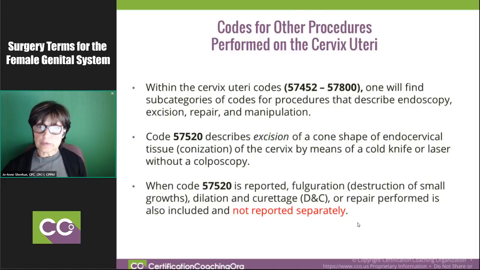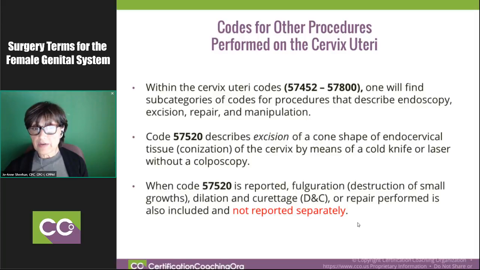Within the cervix uteri codes, and these are codes that we're going to talk about, the heading is cervix uteri in your CPT manual. Within the codes 57452 through 57800, one will find subcategories of codes for procedures that describe endoscopy, excisions, repairs, and manipulations. So code 57520 describes an excision of a cone shape of endocervical tissue, the conization of the cervix by means of a cold knife or laser without a colposcopy.